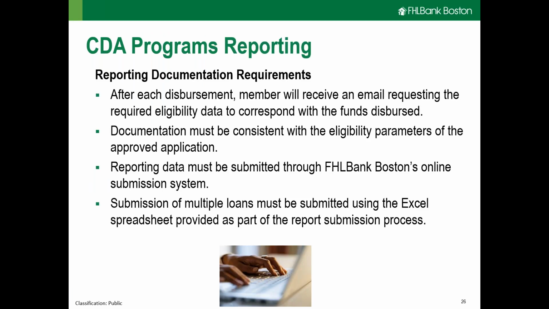Now, the way that's facilitated is once you disperse, you'll receive an email requesting the required eligibility documentation that corresponds with the program that you submitted and with the amount that you dispersed. For example, if you were approved to front load your $10 million for your first-time homebuyer program, and once you're approved, you dispersed, let's say, $2 million. You'll receive an email the next business day confirming the $2 million disbursement and requesting that you provide a listing of loans that are equal to or greater than the $2 million that you dispersed. You'll have 30 days to provide us with that information.